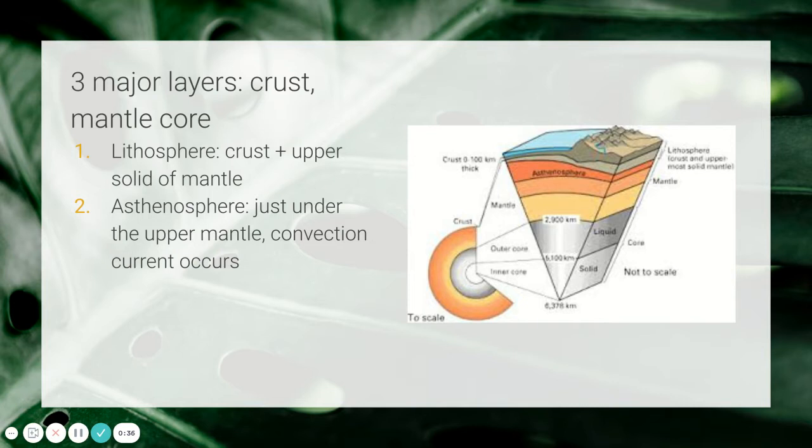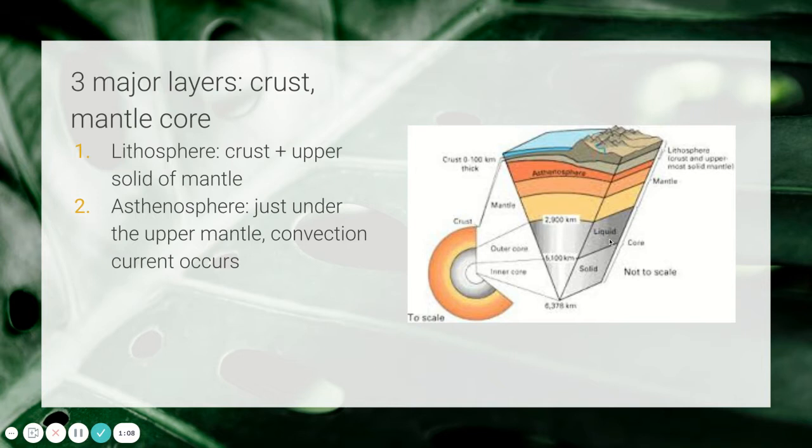In chemistry, we study them as lithosphere, which again is the crust plus the very upper solid part of the mantle, the asthenosphere, which is just under the mantle, and it's more of a liquid, like a very thick liquid. But it does have movement. So we get convection currents in there, which is the movement of that liquid. And then the third part would be the core. I don't know why it's not listed there. But the third part is the core, which is divided into the inner and outer core.